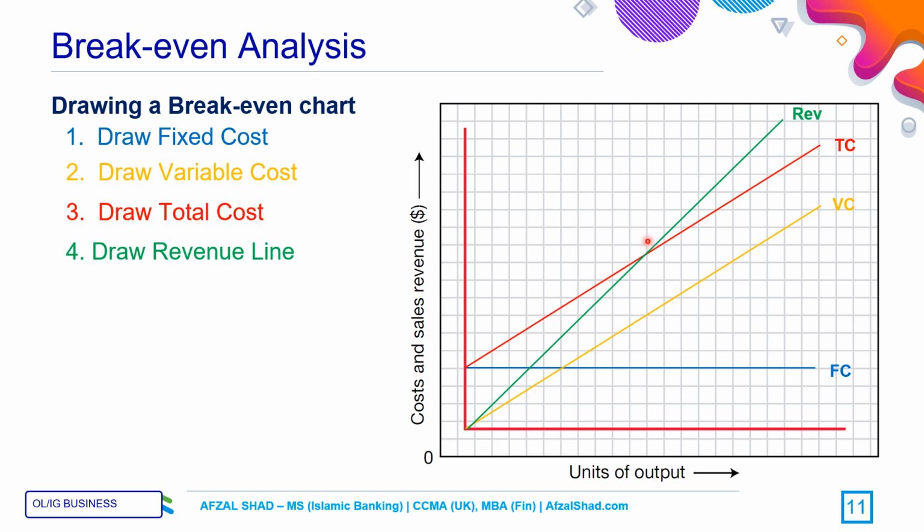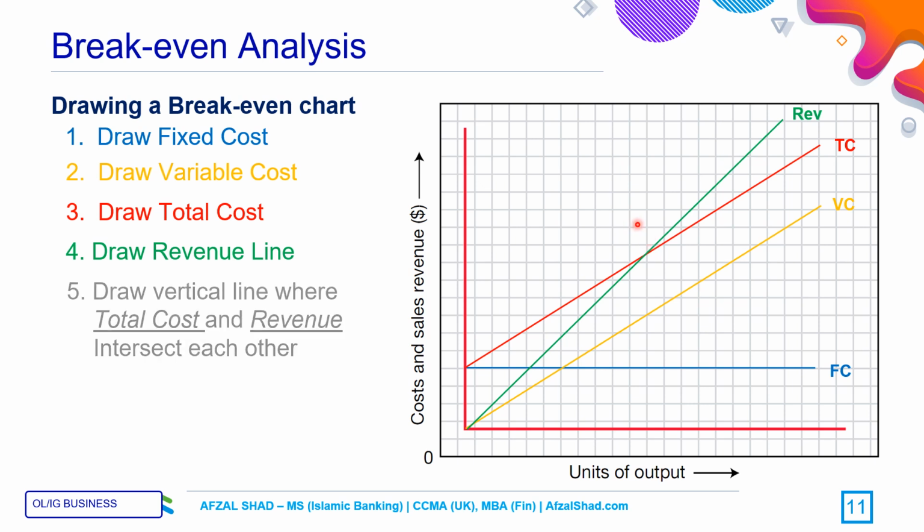So the point where the line intersects with the revenue and the total cost, this is where we draw a vertical line. A vertical line where total cost and revenue intersect each other. So have a look at the diagram. This is how we're going to draw a vertical line downwards to the point of output. This is how we're going to draw the break-even point. So step 1, fixed cost. Step 2, variable cost. Step 3, total cost. Step 4, revenue line. Step 5, break-even is done.